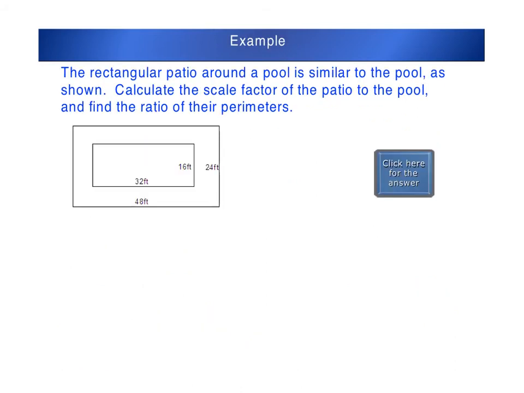Next, I want you to take a look. I have a rectangular patio around a pool, and it's similar to the pool as shown. I want you to calculate the scale factor of the patio to the pool, remembering that the order matters, and I would like you to find the ratio of the perimeters. Remember that these are both rectangles, so opposite sides are congruent, and I have all right angles. So, ready? I want you to find the scale factor, and I want you to find the ratio of their perimeters. Press pause, and when you're ready for the answer, press play again.